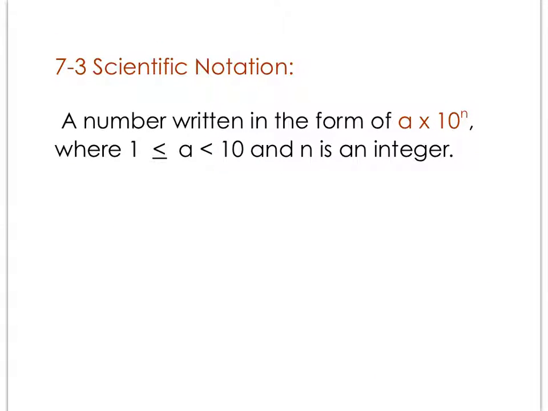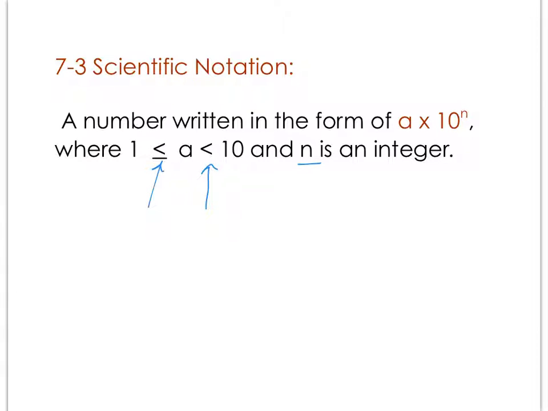Scientific notation is a number written in the form of a times 10 to the power of n, where a is strictly between 1 and 10. If you notice this inequality sign here, a can be equal to 1 or greater than 1, but must be less than 10. A cannot be 10, so that's why the signs are as they are. And n can be any integer value.